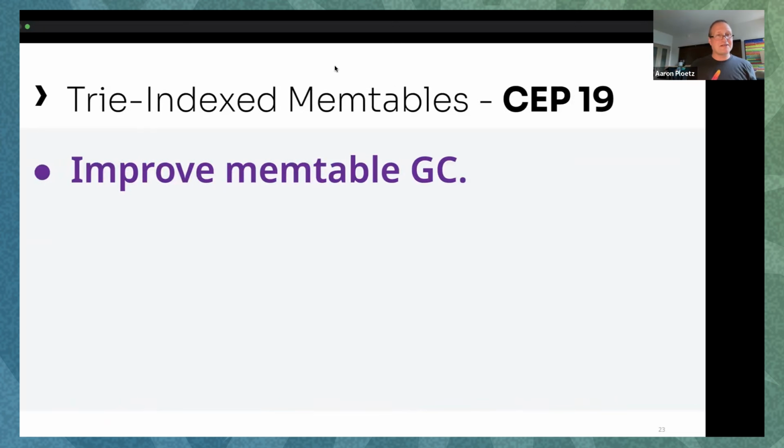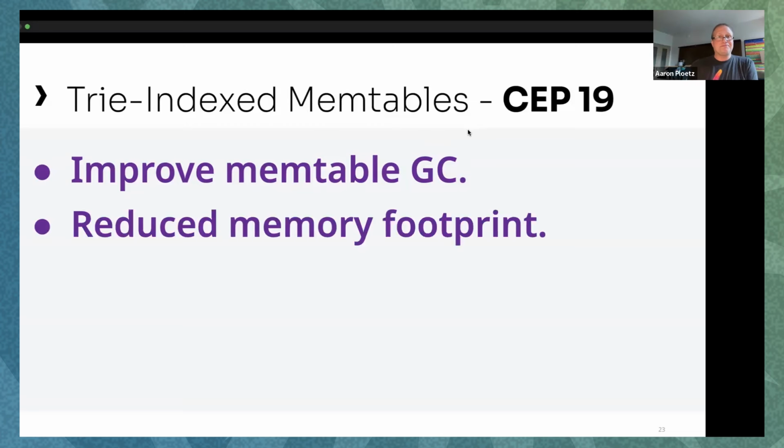A couple of ideas behind this one. This is Branimir's, and I think Branimir's been on here before, doing a specific talk just about trie index memtables. He had a great presentation on this back at ApacheCon. Oh wow, that actually was a year ago now. But anyway, the idea behind it is, there are a few, but improving garbage collection around memtables is one of them for sure.